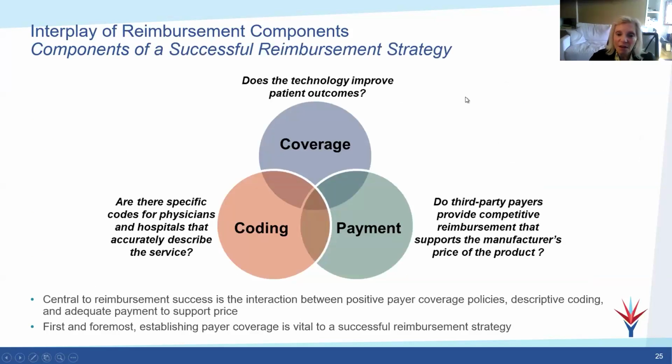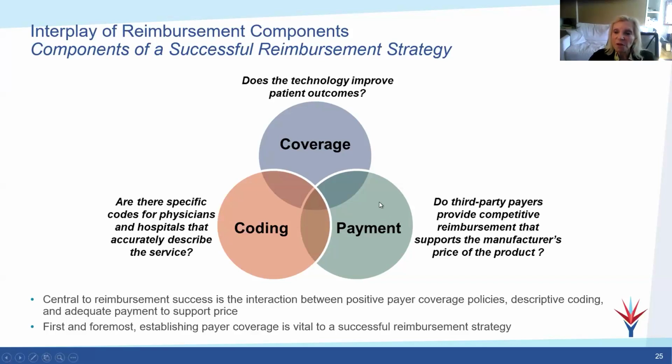So I've been talking quite a bit about coding, coverage, and payment, the interplay of reimbursement components of a successful reimbursement strategy. This is central to developing a successful strategy. So from a coding standpoint, on the lower left here, are there specific codes, pre-existing codes preferably, for physicians and hospitals that accurately describe the service? From a coverage standpoint, does the technology improve patient outcomes? And you've been able to demonstrate this. And then from a payment standpoint, do third-party payers provide competitive reimbursement that supports the manufacturer's price of the product?